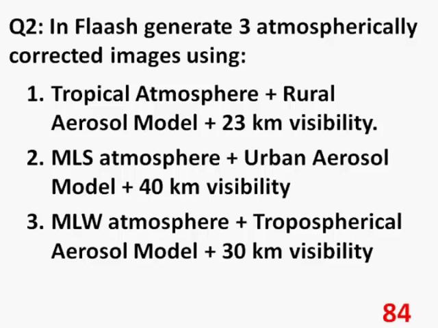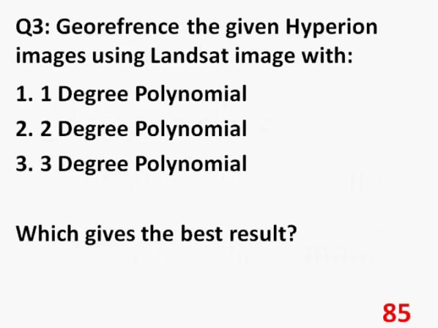For example, if you do first degree polynomial, do the georeferencing with nearest neighbor resampling, bilinear resampling, and cubic convolution resampling. The same you should do for second degree and third degree also. And please infer on the results that you have obtained, which one gives you the best one.